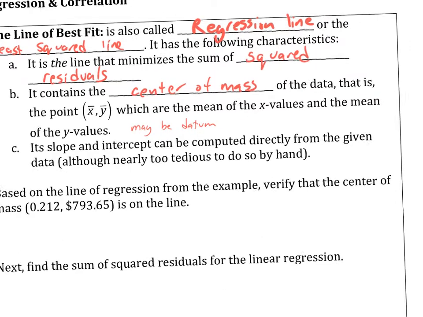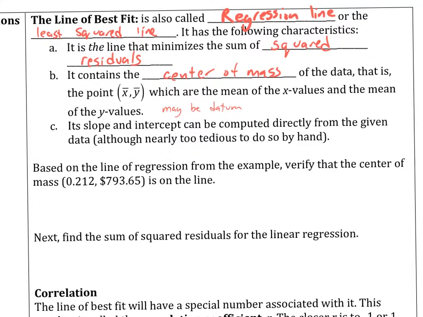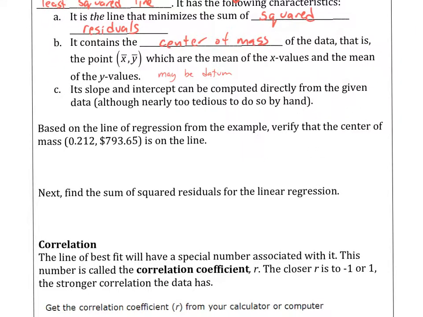Next is that its slope and intercept can be computed directly from the given data. So you don't need a calculator to do it. You can just take the data and do it. However, it's so tedious that we rarely will do it by hand. It takes a lot of adding and subtracting and multiplying and squaring, and it's not that the actual stuff is complicated, it's just that there's so much of it. The process is complicated.